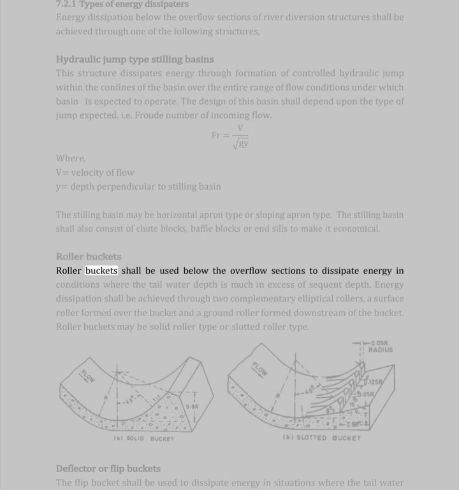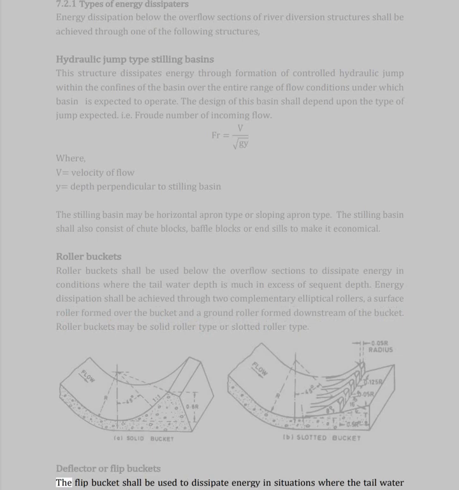Roller buckets. Roller buckets shall be used below the overflow sections to dissipate energy in conditions where the tail water depth is much in excess of sequent depth. Energy dissipation shall be achieved through two complementary elliptical rollers, a surface roller formed over the bucket and a ground roller formed downstream of the bucket. Roller buckets may be solid roller type or slotted roller type.